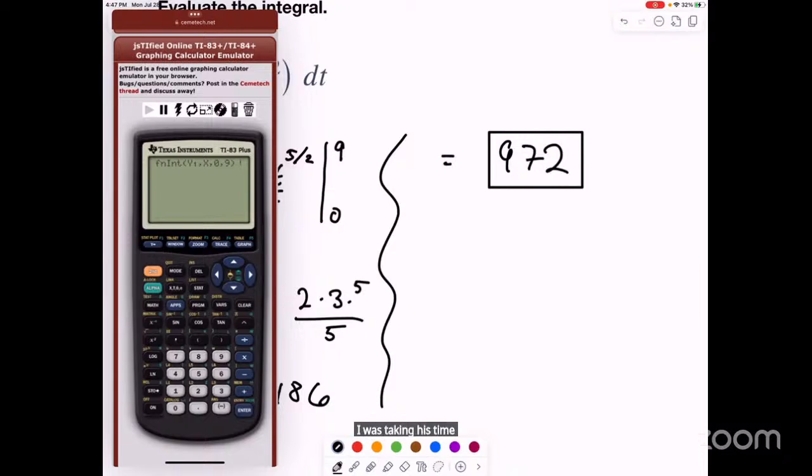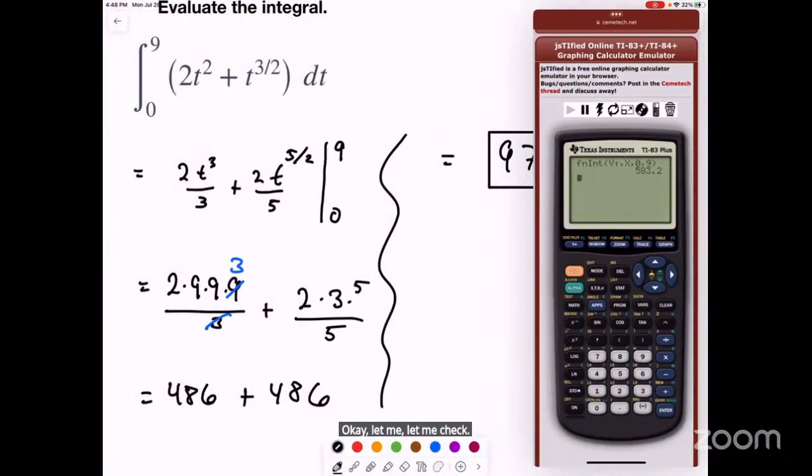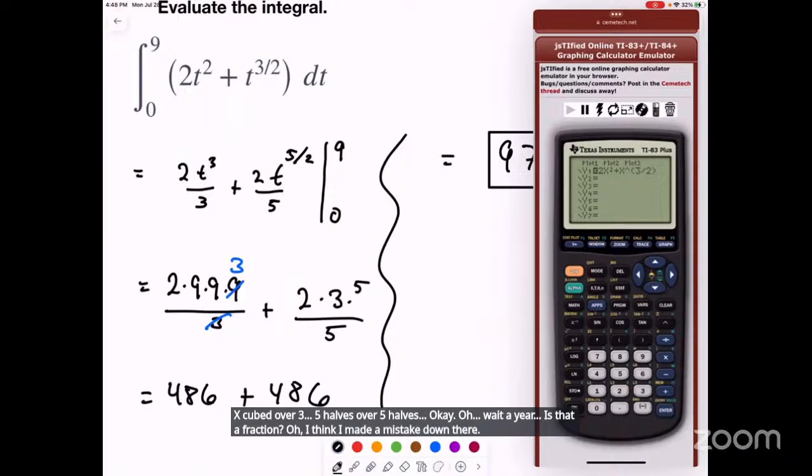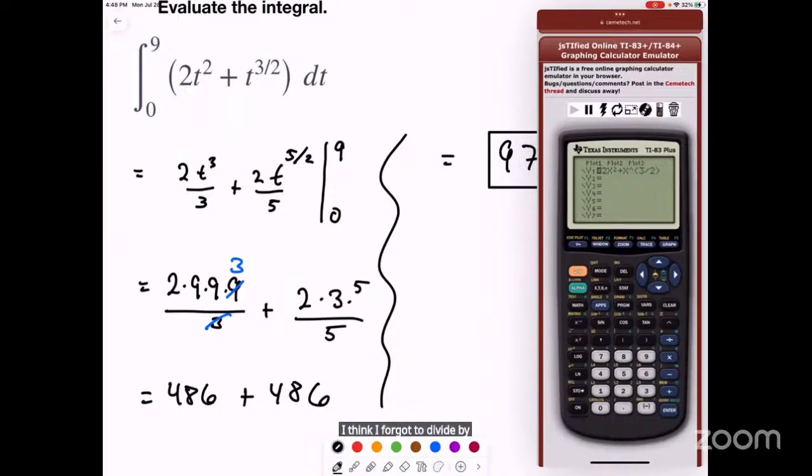It's taking its time. Okay, let me check. Y equals 2x squared plus x to the power of 3 halves. Let me check again. X cubed over 3, 5 halves over 5 halves. Oh wait, is that a fraction? Oh, I think I made a mistake down there. I think I forgot to divide by 5. Okay, I see where I made a mistake.